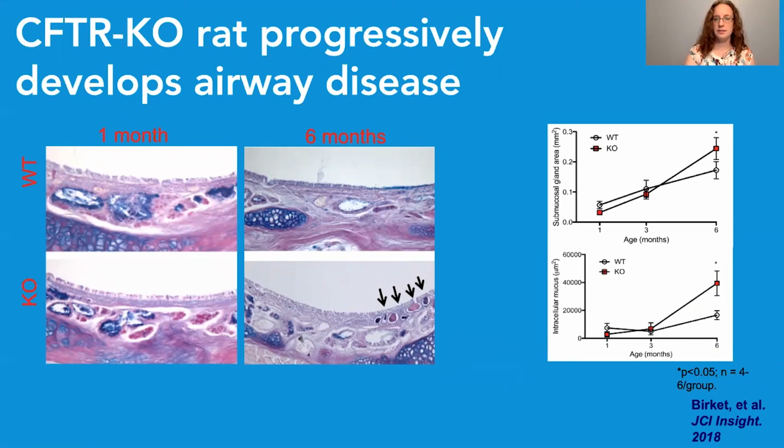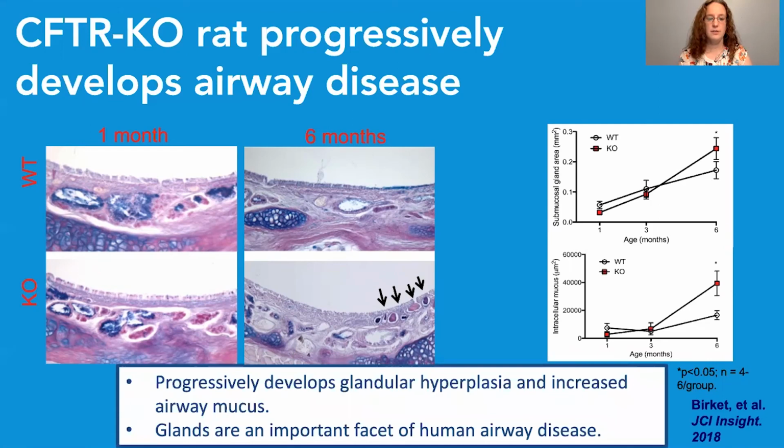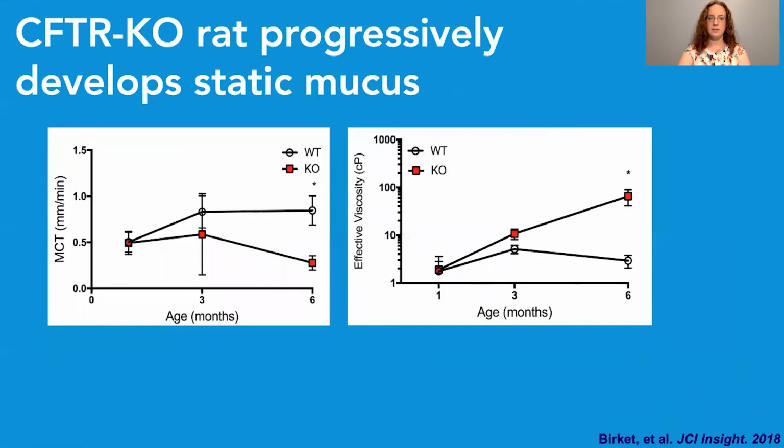And when we analyze these images morphometrically, we see that compared to the wild type, the knockout has smaller or the same size of submucosal glands at 1 and 3 months, which become hyperplastic by the age of 6 months. Correspondingly, intracellular mucus staining yields the same or smaller area in the knockout at 1 and 3 months compared to the wild type, while by 6 months there's more intracellular mucus staining in the large airways of the knockout. These are important factors in CF airway disease, and the fact that they develop progressively allows for studies into the natural history of CF lung disease.